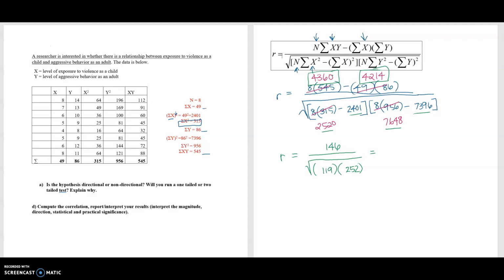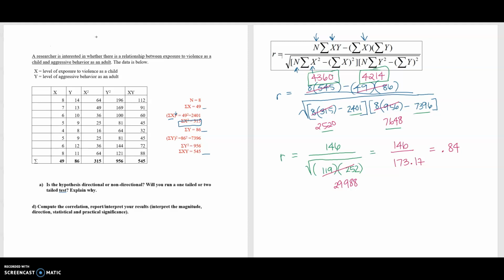Just a couple more steps and we'll be all done. Here we have multiplication. 119 times 252 is 29,988. We'll take the square root of that number. Just move the numerator, so it gives us a place to put that. Remember, you have this square root sign, so don't forget that part. It's 173.17. Okay, for our final step, it's 0.84.